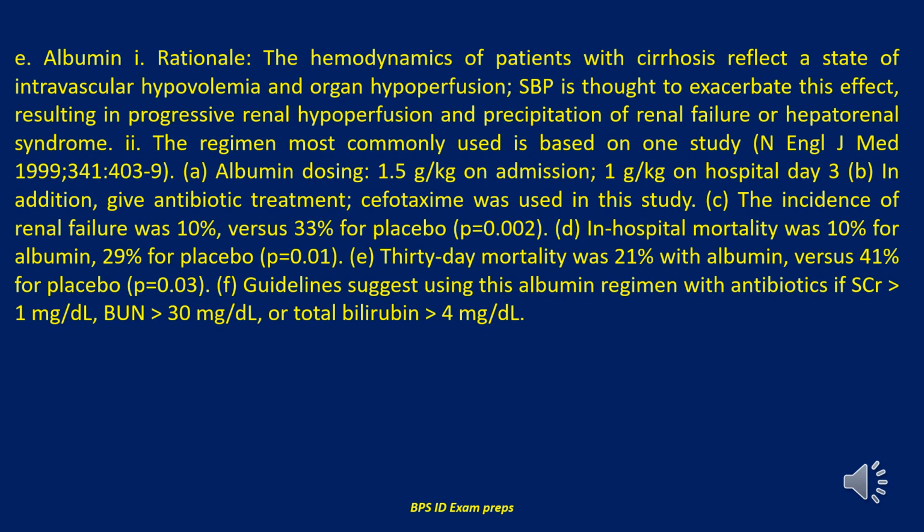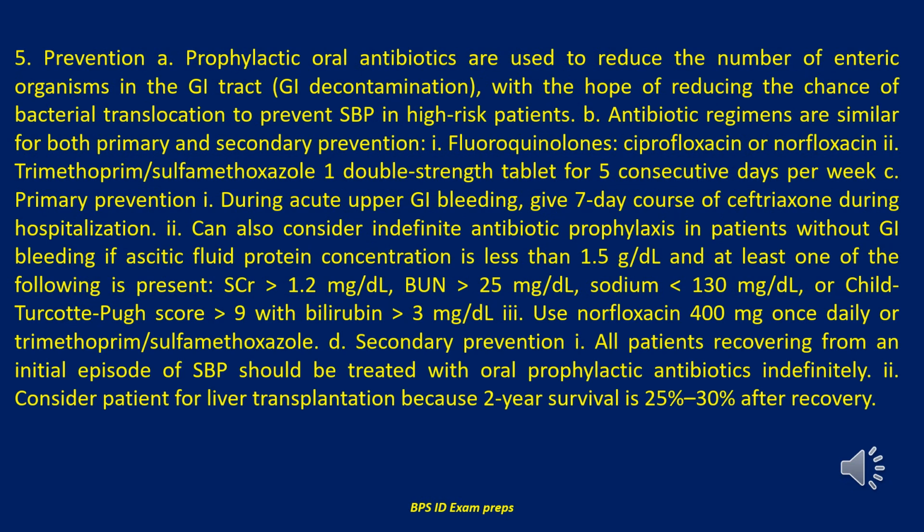Guidelines suggest using this albumin regimen with antibiotics if serum creatinine is greater than 1 mg per deciliter, BUN is greater than 30 mg per deciliter, or total bilirubin is greater than 4 mg per deciliter. 5. Regarding the prevention of SBP, A. Prophylactic oral antibiotics are used to reduce the number of enteric organisms in the GI tract, that is GI decontamination, with the hope of reducing the chance of bacterial translocation to prevent SBP in high-risk patients.